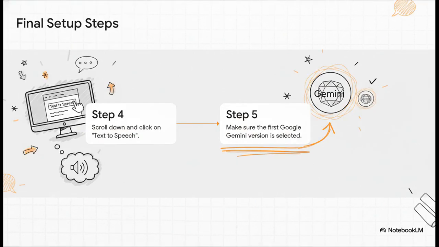All right, once you're in the playground, you're going to scroll down a bit till you see the text-to-speech option. Go ahead and click that. And for the last step in this section, just double-check that the first Google Gemini version is selected. And boom, you're all set up.